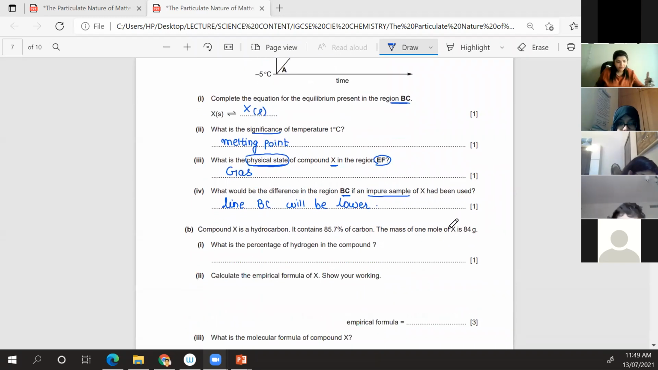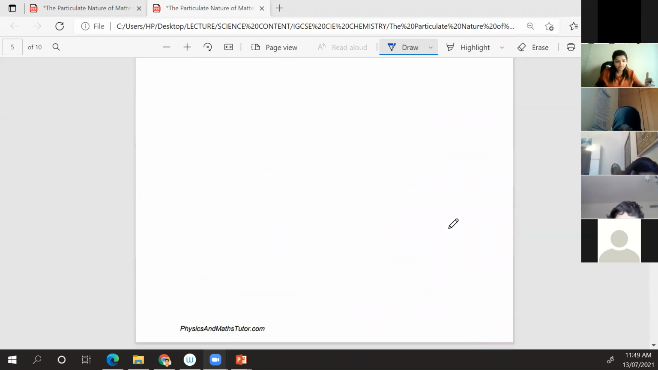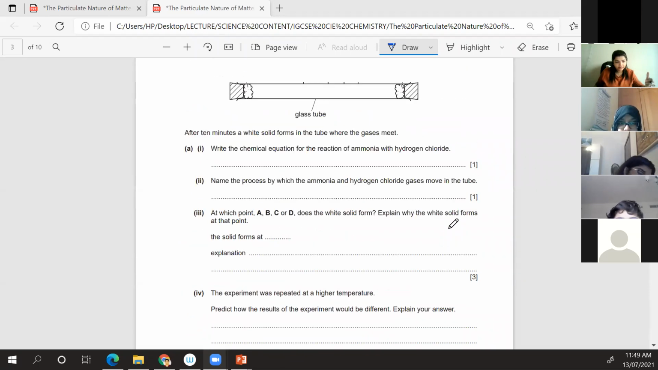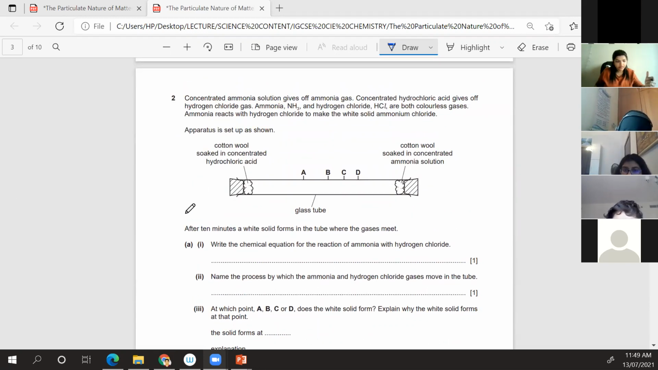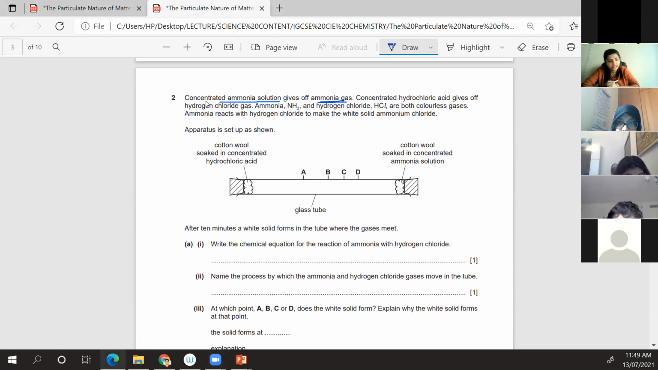Okay, let's do another question. Okay, let's do this question. Question number 2. Question number 2 says, concentrated ammonia solution gives off ammonia gas. Concentrated HCl gives off hydrogen chloride gas. Ammonia, which is NH3, and HCl are both colorless gases. Ammonia reacts with hydrogen chloride to make a white solid, ammonium chloride. This we had discussed when we were doing our chapter. So the questions are based on this.